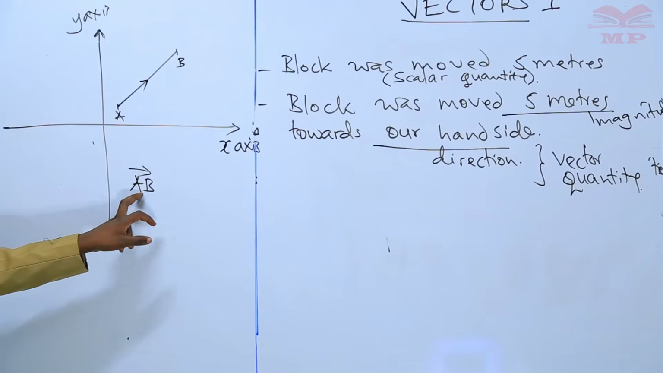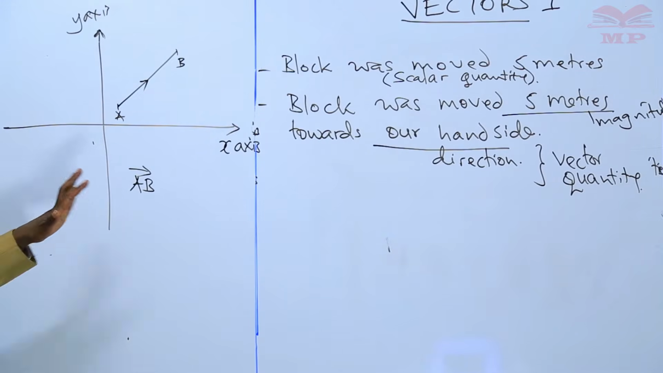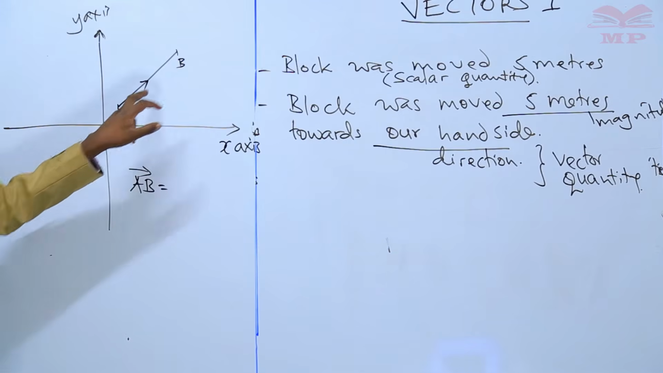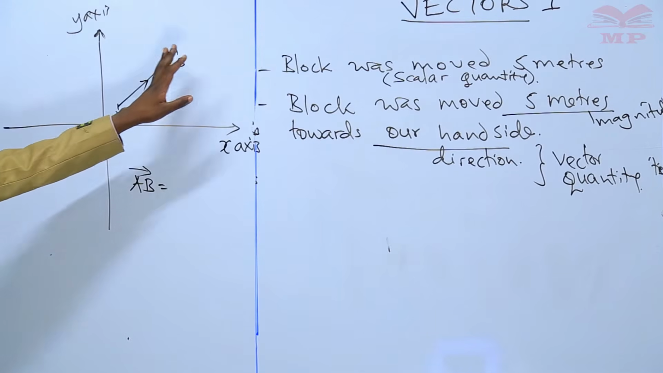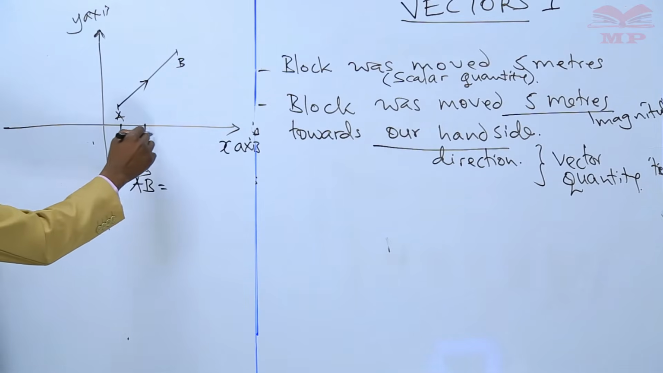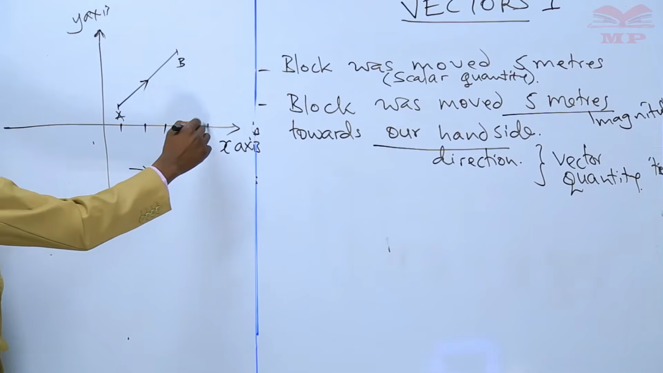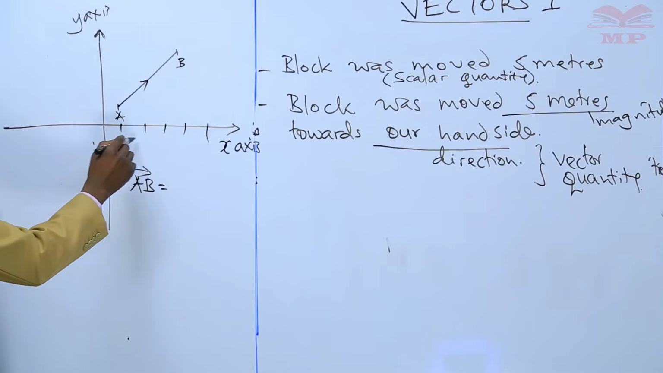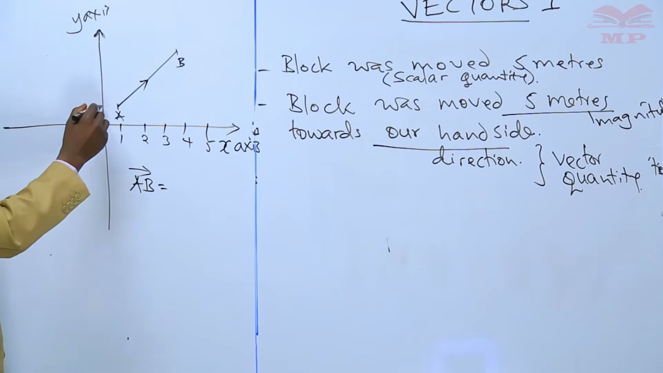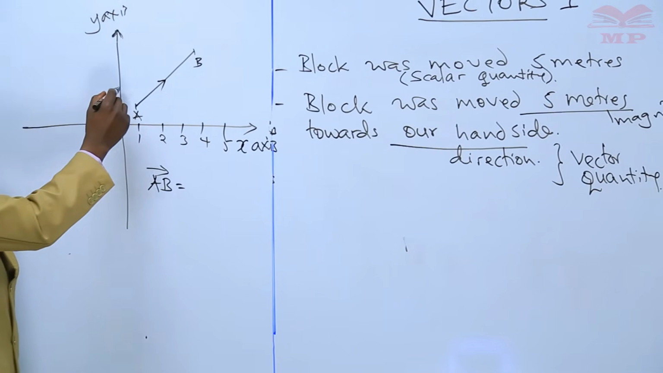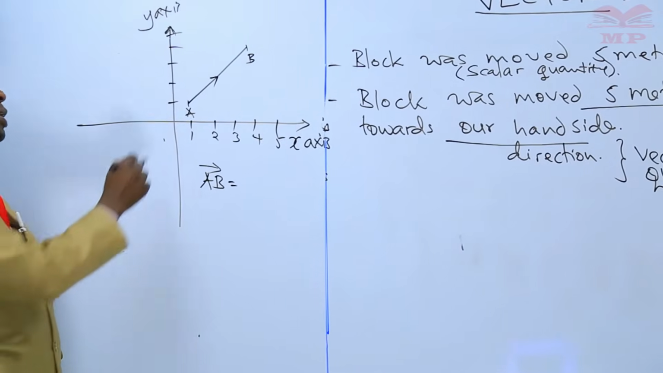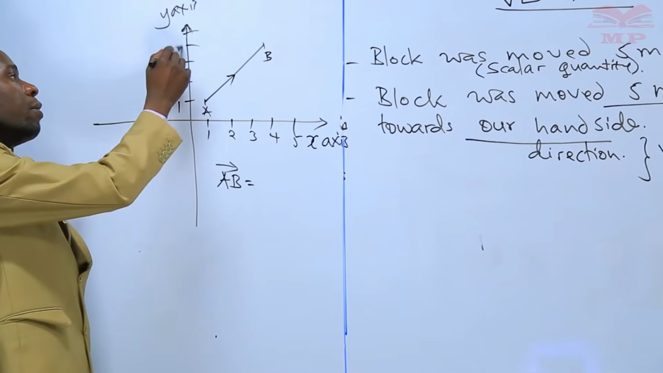So this is read as vector AB. Now, to find vector AB in this case, we need to know the coordinates of point A and also the coordinates of point B. So I would first have arbitrary points like that. Let's call this 1, 2, 3, 4, 5. We can also have arbitrary points 1, 2, 3, 4, 5 on the y-axis, in which case we'll have 1, 2, 3, 4, 5.